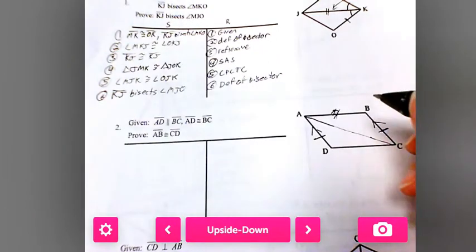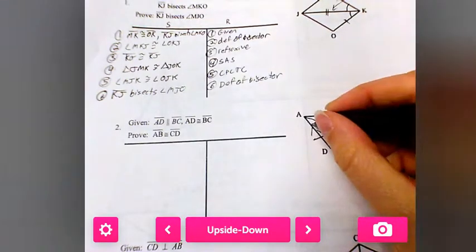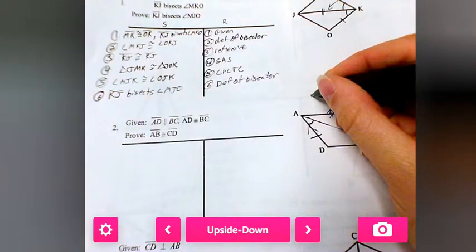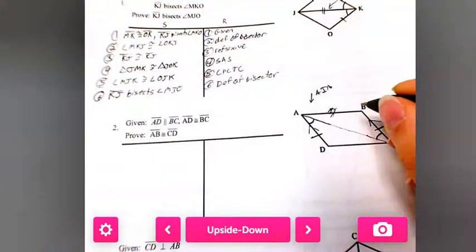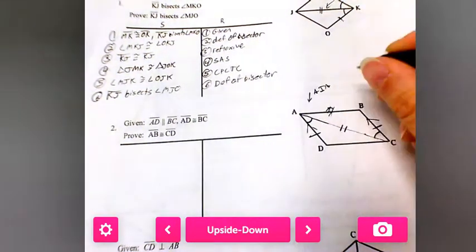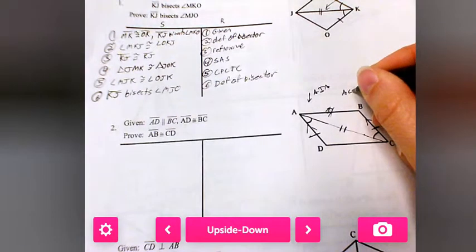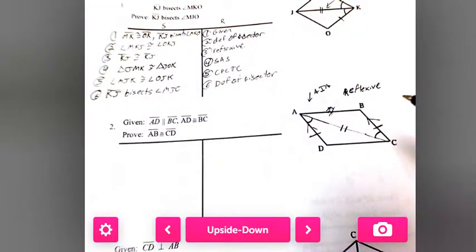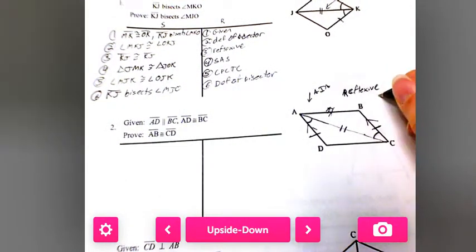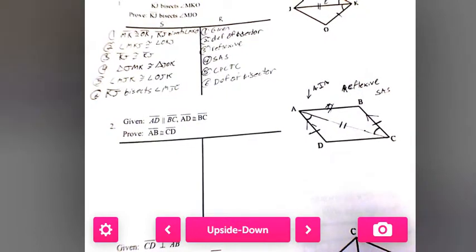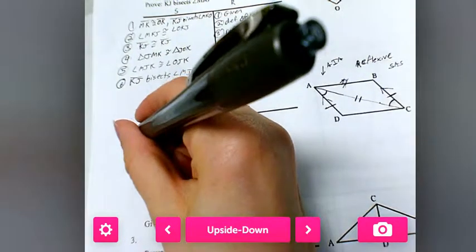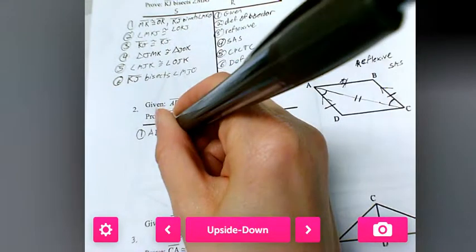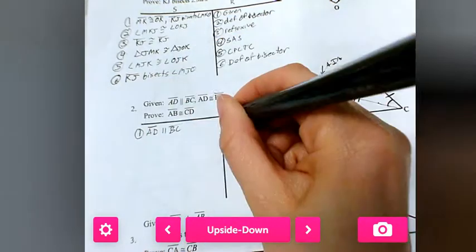So, if we have alternate interior angles, that is going to be used to find that those angles are congruent. And then we're going to have AC is congruent to AC by reflexive. And then we've got side angle side. Okay. So step 1, AD is parallel to BC. Given.